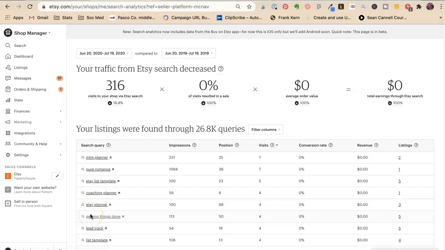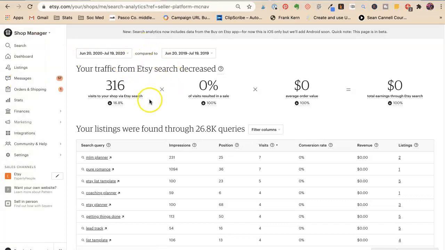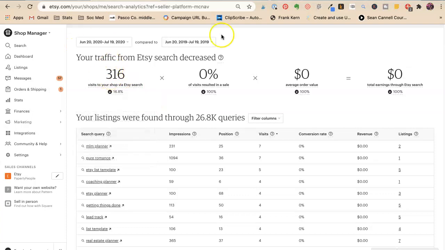Sarah Jacobson, Marketing Artfully. So today we're going to talk about your shop's keywords, not keyword research, but what actual people coming to your shop or searching for your shop are seeing. So we're going to start, we're going to go to marketing, and I'm going to start with search analytics.